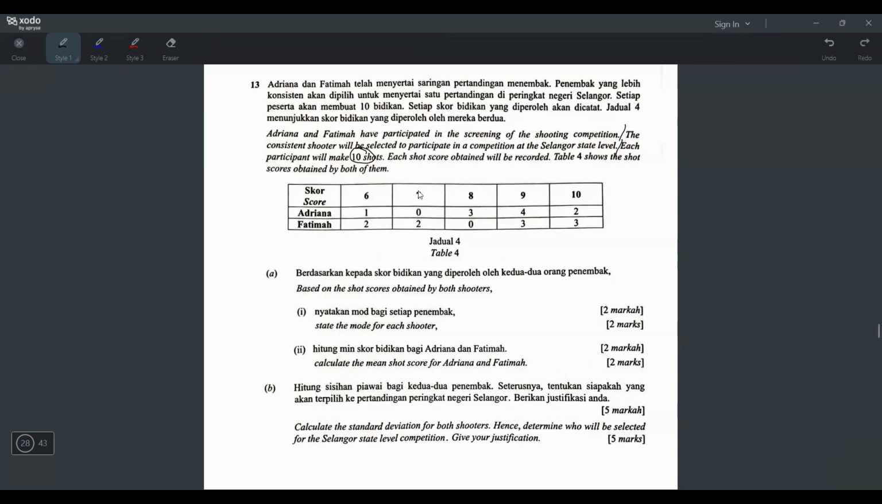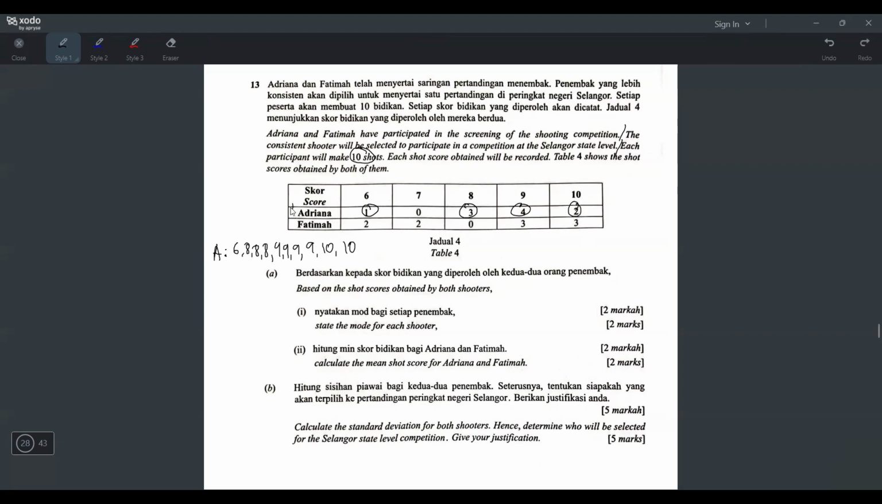So for score, there's 6, 7, 8, 9, 10. Adriana 1, 0, 3, 4, 2. Fatima 2, 2, 0, 3, 3. Okay, I know for some strong students, they can imagine it in their head, right? But for some other students, maybe it's hard for them to imagine. So I will explain it like this. For Adriana, she fires 10 shots, right? And her score is 6, 8, 8, 8, 9, 9, 9, 9, 10, 10. You can understand now? So what is this? These are all the frequency, the frequency actually.